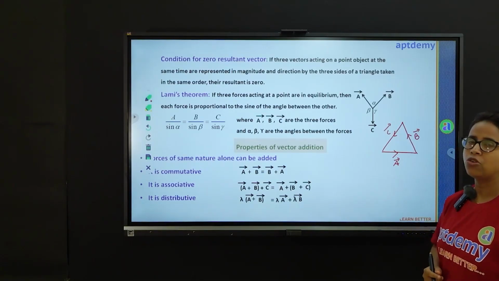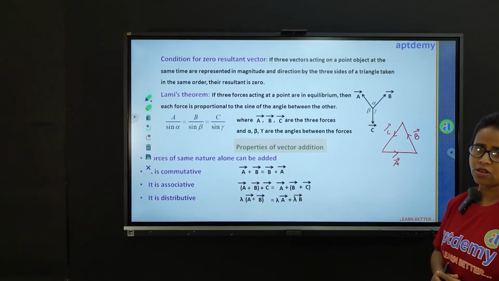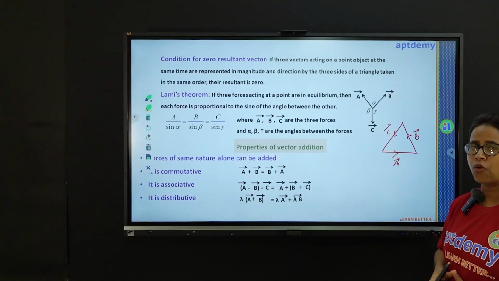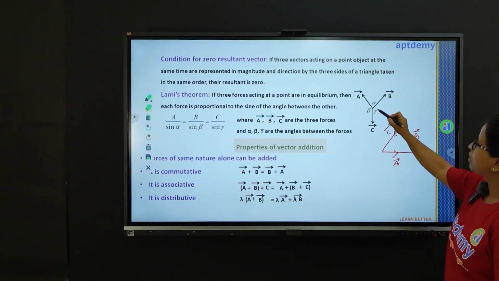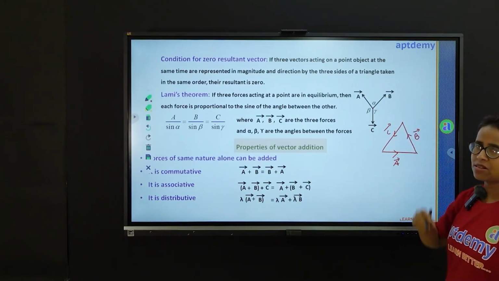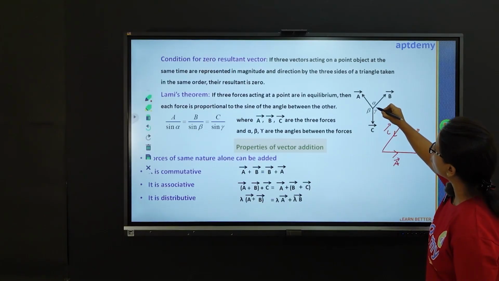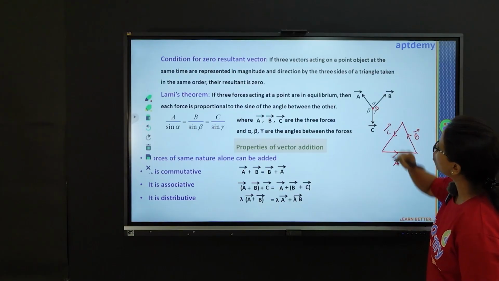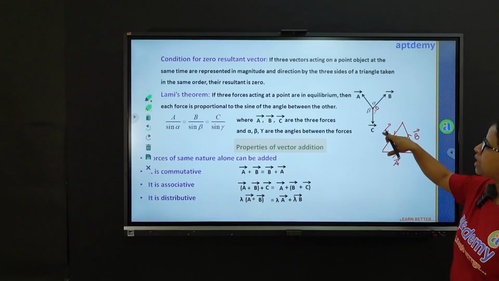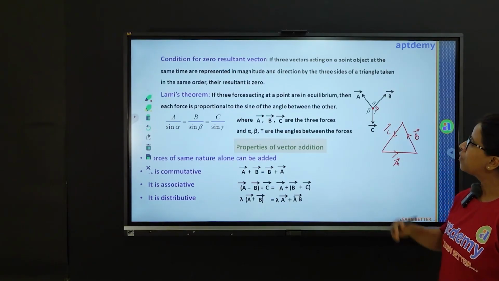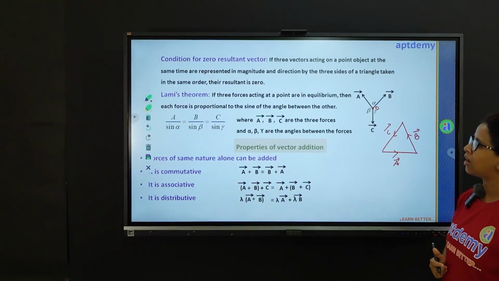So this brings us to Lami's theorem. Now, Lami said that if there are three forces which are acting at a point and these forces are in equilibrium, suppose we have a point and three forces, vector A, vector B and vector C, acting on the point object which is at the point O. Then Lami says that if these three forces are in equilibrium, each of the forces will be proportional to the sine of the angle between the others.